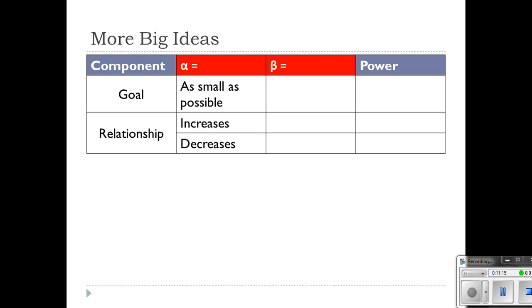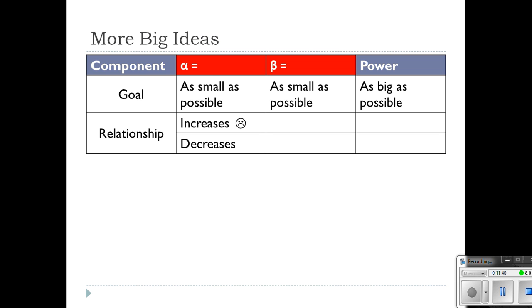because it really does summarize the relationships. We always want our alpha and beta, because remember, they're the probability of a type 1 and a type 2 error, to be as small as possible. So alpha as small as possible, beta as small as possible, and we want our power to be as big as possible. So if alpha increases, remember that's our probability of a type 1 error, that's a bad thing. I don't want it to get bigger.